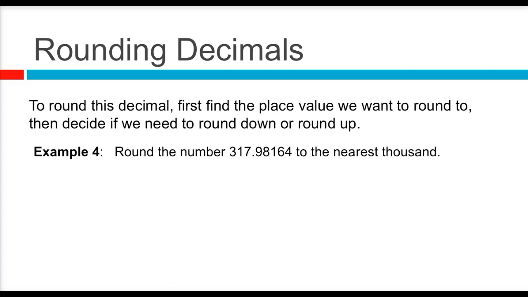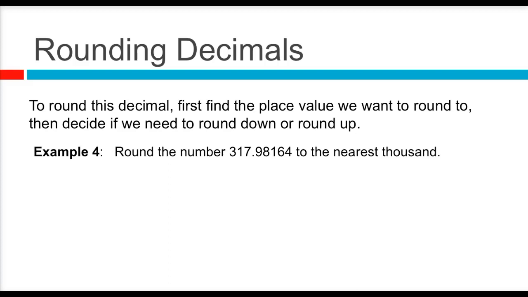So let's do one last example together. We're going to first find the place value we want to round to, and then decide if we want to round down or round up. So the number we're working with is 317.98164. And we want to round this to the nearest thousand place. Oh, I'm sorry, thousandth place. There should be a TH at the end of that.